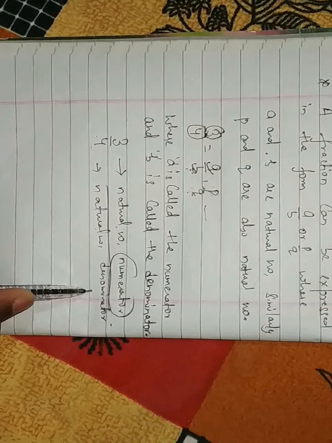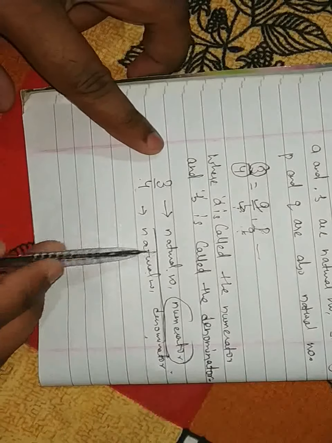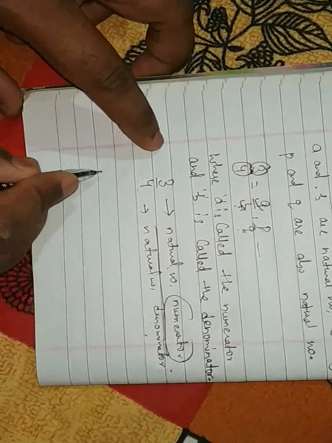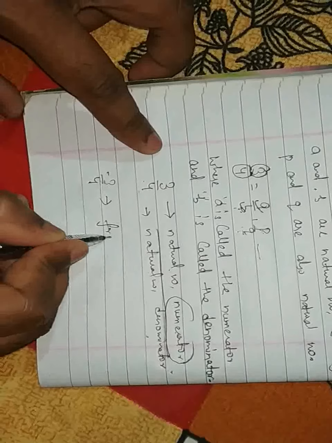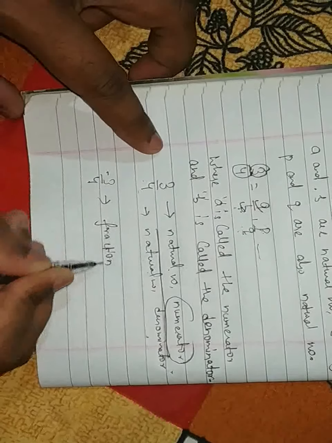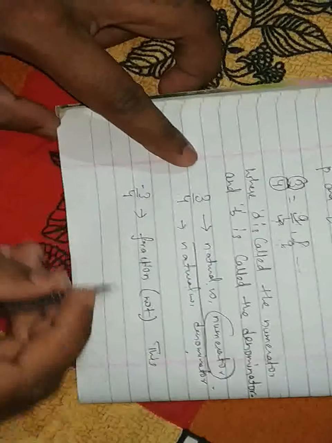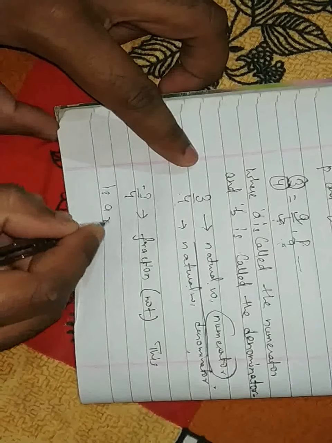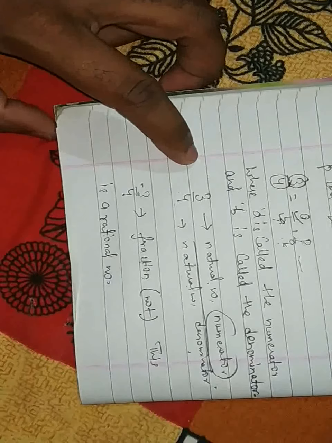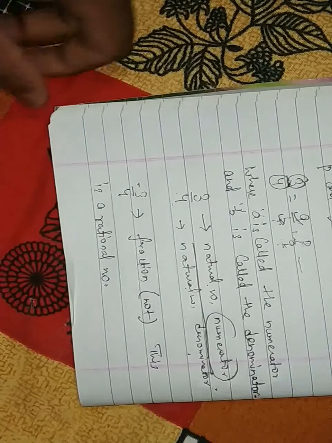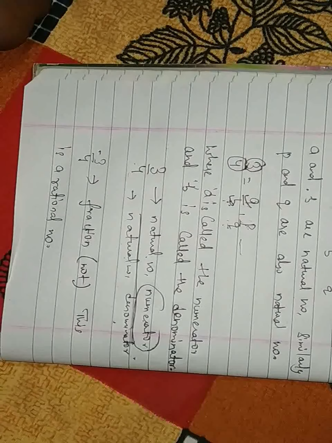Let's move further. We will discuss the types of fractions. This can only be a natural number. This cannot be negative. If I say minus 3 by 4, this is not a fraction. This is an example of a rational number, which we will study in the upcoming chapters. So in this particular class, we are only discussing fractions.